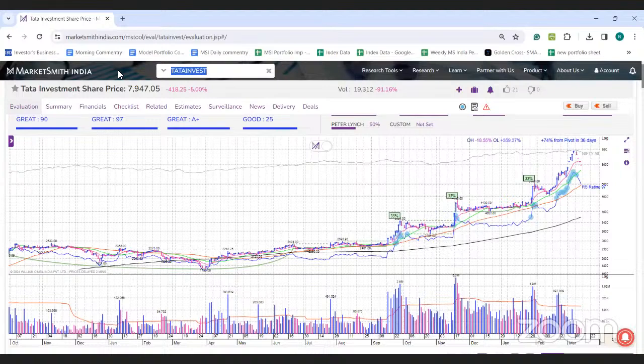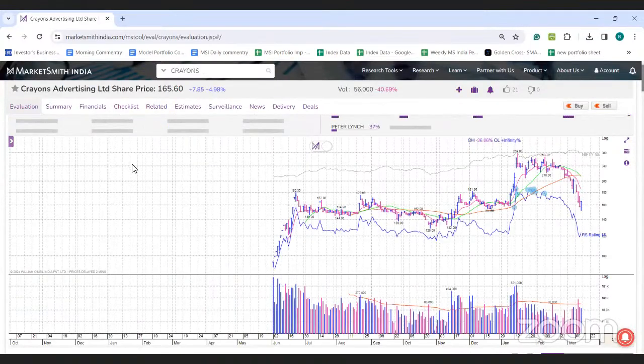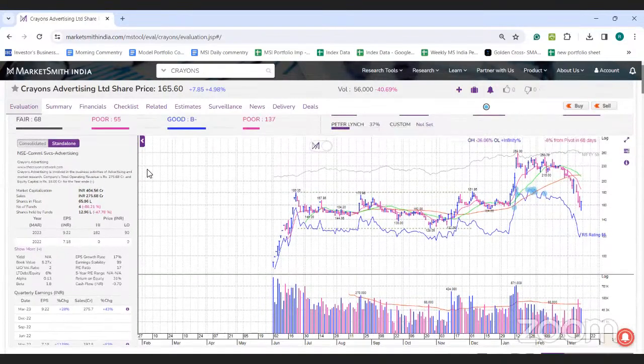Okay, Crayons Advertising. I think it's a very small company, 400 crore, with not much interest from fund holding, only 4 funds. So we are not covering this.